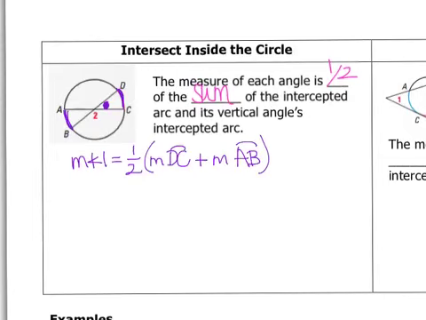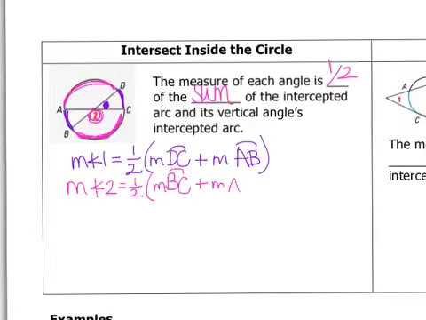We can do a similar thing now for angle 2. So pick a different color for angle 2. The measure of that is half of the measure of arc BC, its intercepted arc, and then its vertical angle's intercepted arc. So the measure of angle 2 is equal to 1/2 the measure of arc BC plus the measure of arc AD.